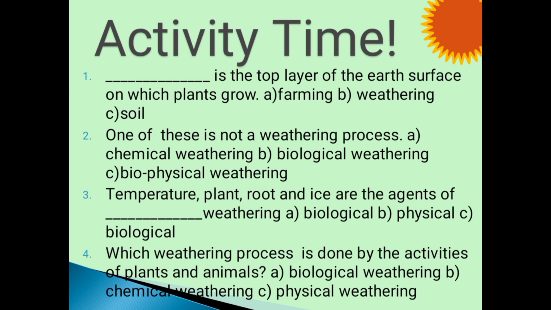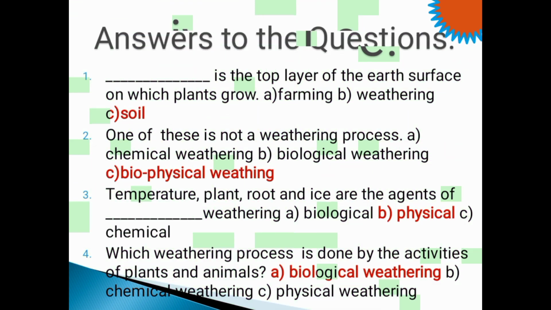4. Which weathering process is done by the activities of plants and animals? A. Biological weathering. B. Chemical weathering. And C. Physical weathering. Okay, now I would love you all to take the answers. I guess you have penned down your answers, but perhaps you missed any word. Just take the correction. Okay, so for question number 1, the top layer of the earth's surface on which plants grow is soil. Soil is the answer.